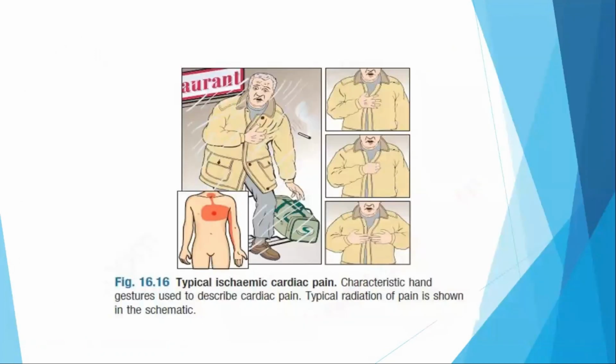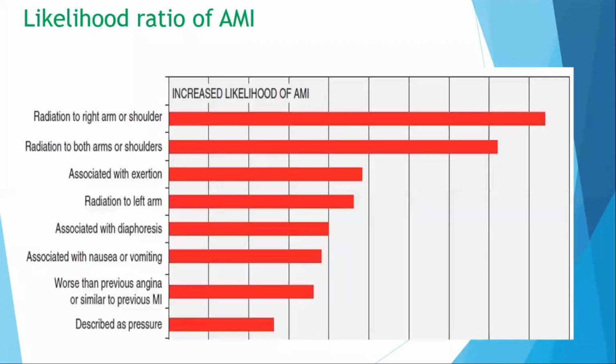This is the picture of typical ischemic cardiac pain. It shows the likelihood ratio of acute MI. Radiation to the right arm or shoulder increases the likelihood of acute MI. Radiation to both arms or shoulders, associated with exertion.